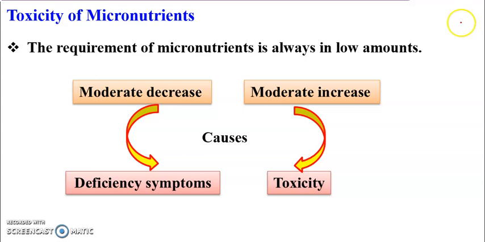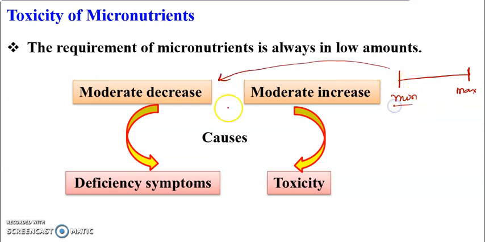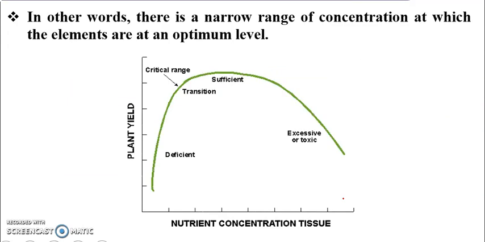We've already understood this in the previous video where we were talking about the critical concentration graph, where there is the minimum concentration and the maximum concentration. If the nutrient amount decreases below the minimum concentration, it causes deficiency symptoms. If the nutrient concentration increases beyond the maximum critical concentration, it causes toxicity.